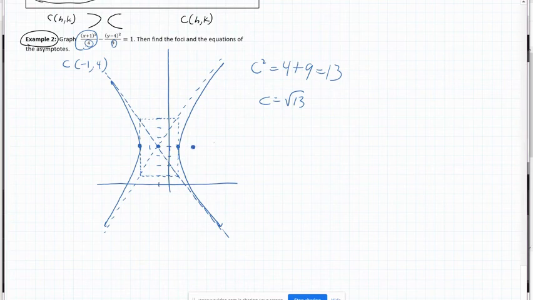So that focal point is going to be at, let's see, we started at an x value of -1, and then we added root 13. And the y value is 4. And then count 1, 2, 3.6 in this direction, put the other focal point there. So this is focus 1. Focus 2 is going to be at -1 minus root 13, comma 4.